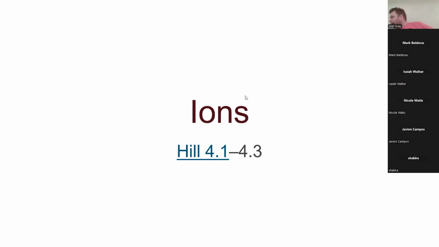Today we are talking about ions. This is also a little bit of using what we talked about previously with the structure of atoms and expanding upon it, applying some of that information. This corresponds to sections 4.1 to 4.3.